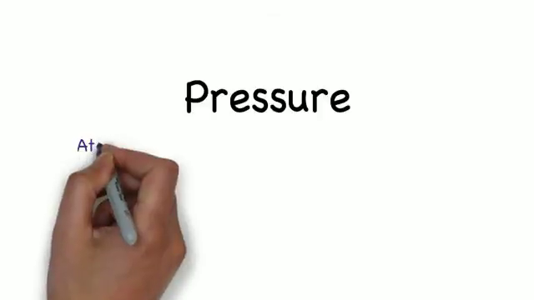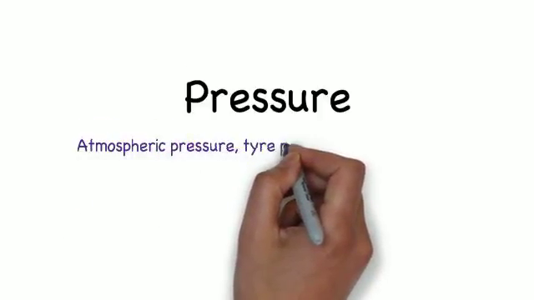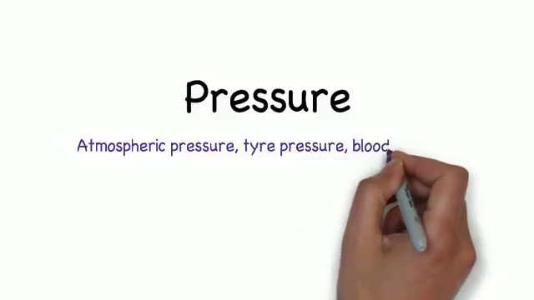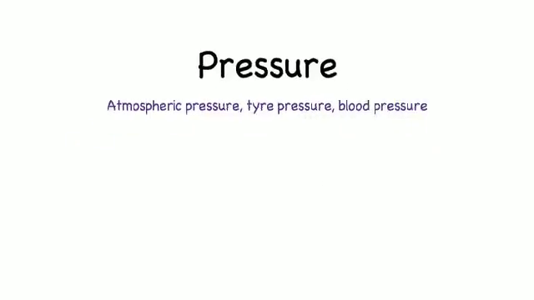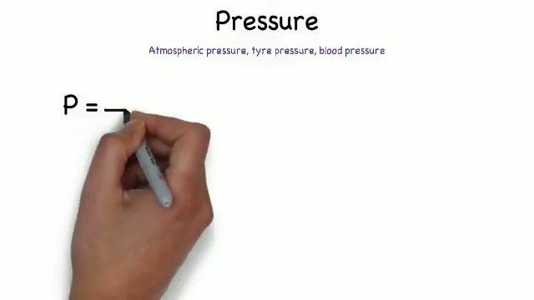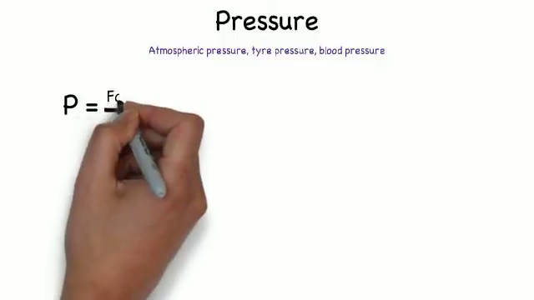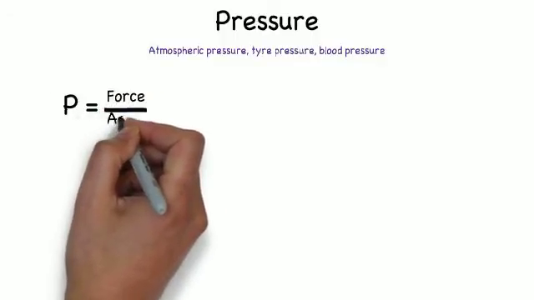Okay, now let us talk a little bit about pressure. Indeed, pressure is one of the most common physical quantities that is frequently used not only in physics but also in our daily lives. For example, we often talk about atmospheric pressure, tire pressure, blood pressure, or even cabin pressure. Well, in physics, pressure is defined as the amount of force acting per unit area, which is just equal to force divided by area.